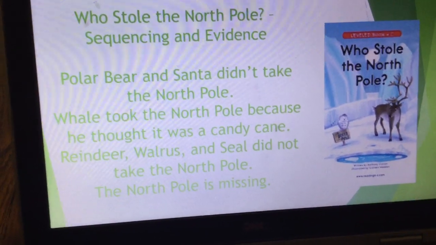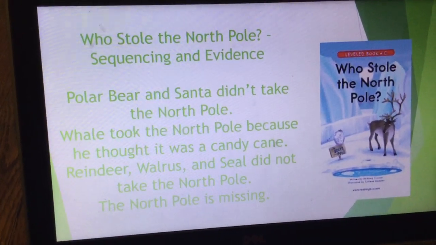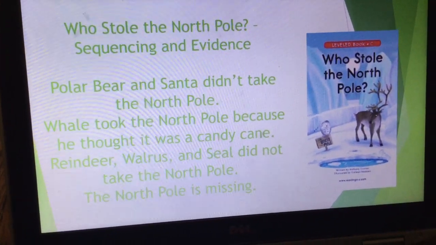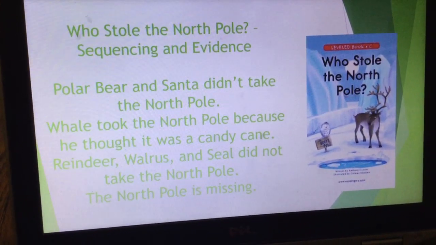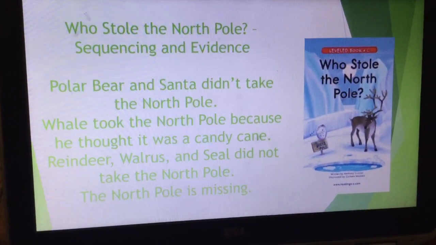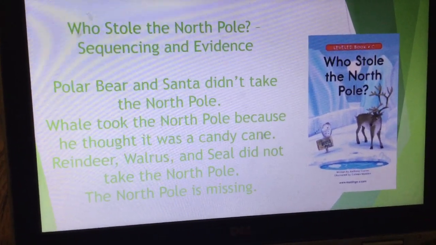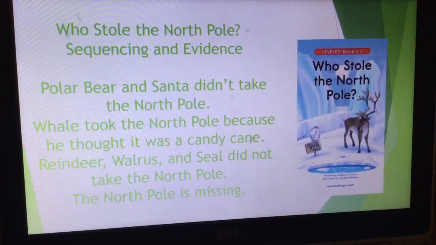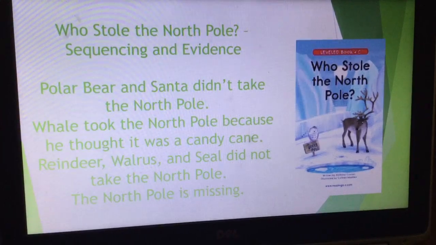And for the second part of the reading lesson, we are going to talk about the same book we talked about yesterday. Who Stole the North Pole? But this time, we are going to talk about sequencing. Do you remember what sequencing is? That's right, sequencing is when you put events in order.